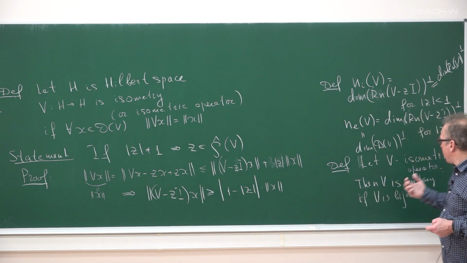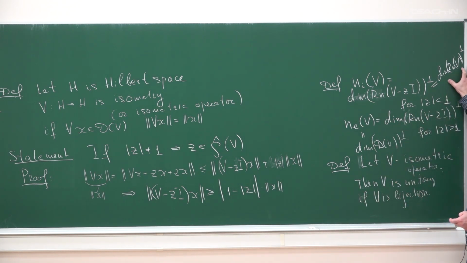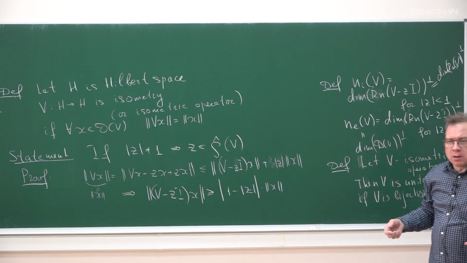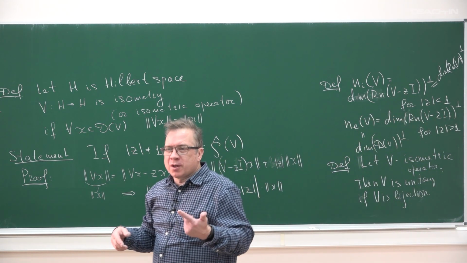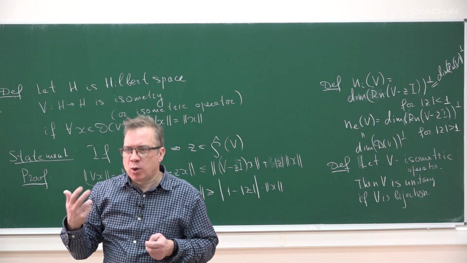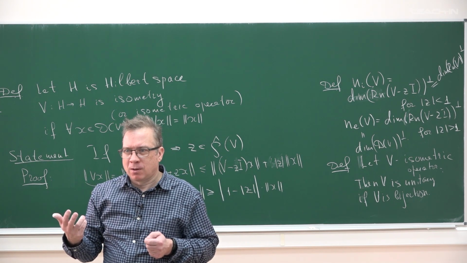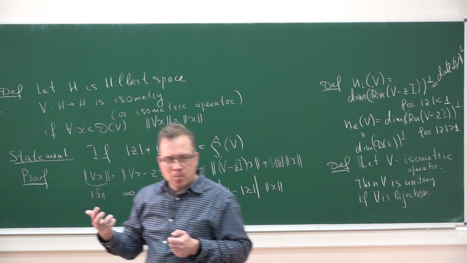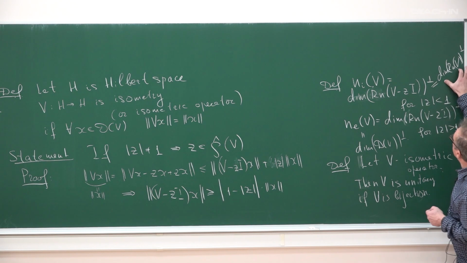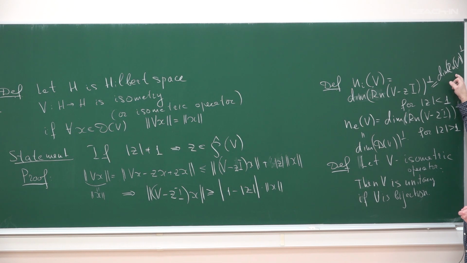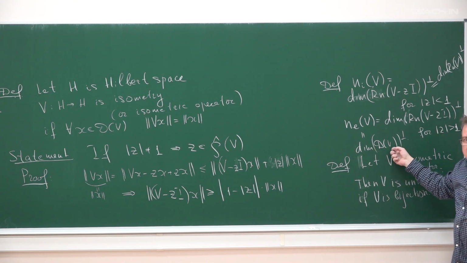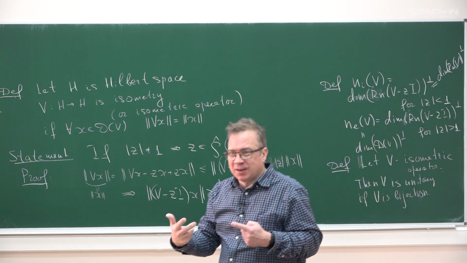And now what you can say about this: here we have the defect in the range, here we have the defect in the domain of the operator. So you can conclude in terms of defect numbers when the isometry is a unitary operator. Again, this number describes the defect in surjectivity, the orthogonal to the range. And this defect number describes the defect in the injectivity.